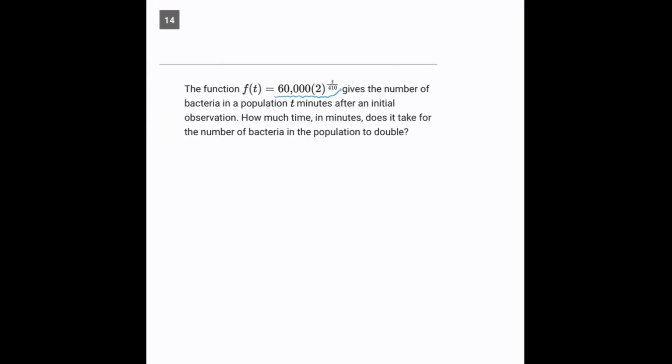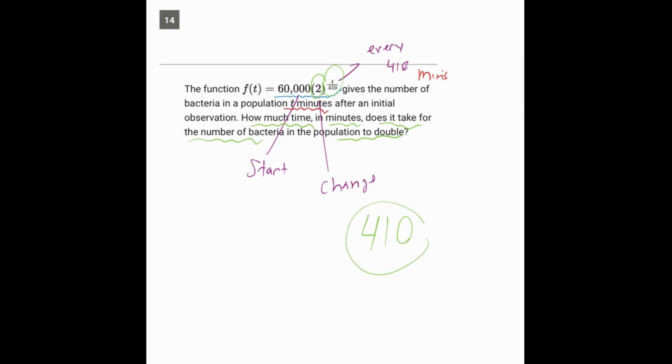So coming here, we know that this is the starting amount. This is the way it changes. And this fits the format of every 410 whatevers. Now, what is the whatever here? Here, we're seeing that T is the number of minutes. So every 410 minutes. Now to answer their question: how much time in minutes does it take for the bacteria to double? Well, it's doubling every 410 minutes. So the answer here is 410.